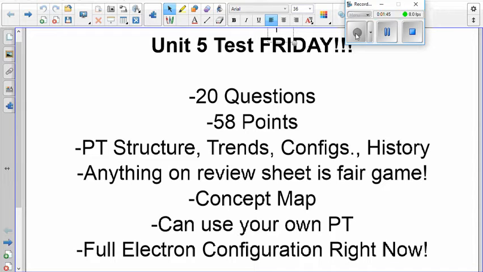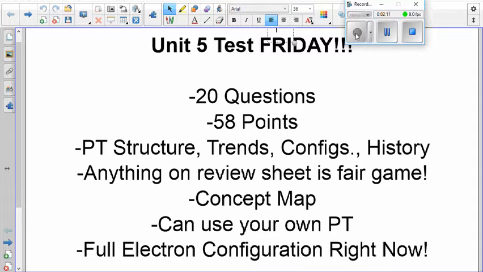And a pinch of history. When I say a pinch, I mean you should know Mendeleev. That's basically the only history of Unit 5. So remember, he's a weird Russian dude who sort of looks like Rasputin, but he's a little shorter. Anything on your review sheet is fair game. That's going to be the last page in your Unit 5 packet, so that's all fair game.